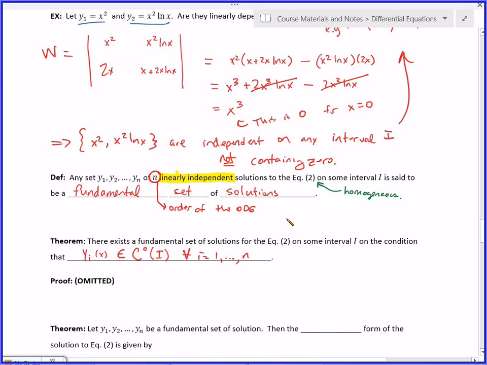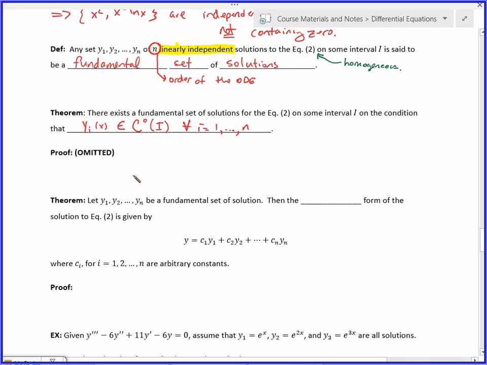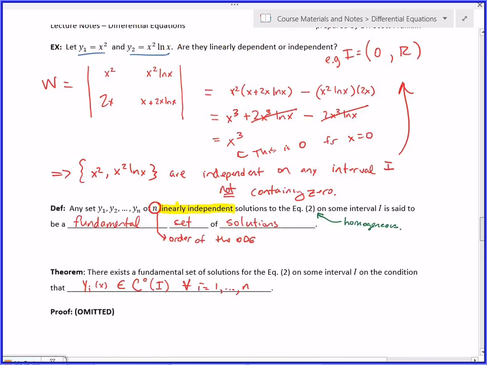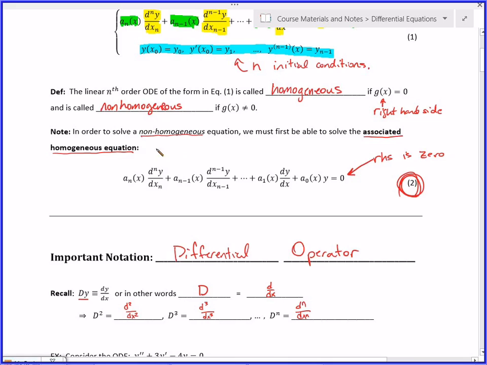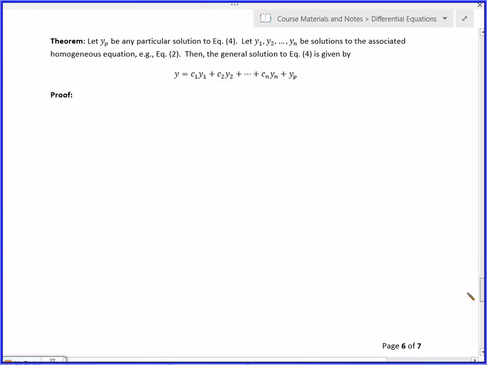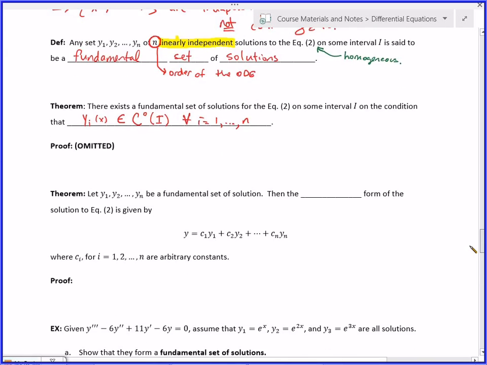That's a powerful theorem. The fact that I'm omitting the proof is kind of negligent on my part, but I'm going to go ahead for the sake of time and not prove that. But the idea being that we know we can always find a fundamental set for all versions of equation 2. I'm going to scroll fast up. There's equation 2 right here. It's the linear form of a homogeneous nth order differential equation. So, we know it exists. We're going to spend the rest of the chapter finding it.